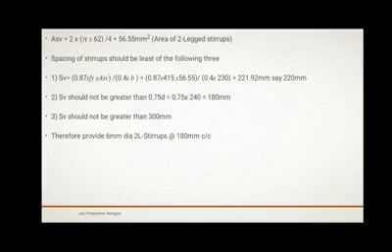Now ASV, that is the area of two leg vertical stirrups, we have 56.55 mm square. Spacing of stirrup should be least of the three conditions. Substituting all the values in these three conditions, we get 6 mm diameter 2 LVS at 180 mm center to center.